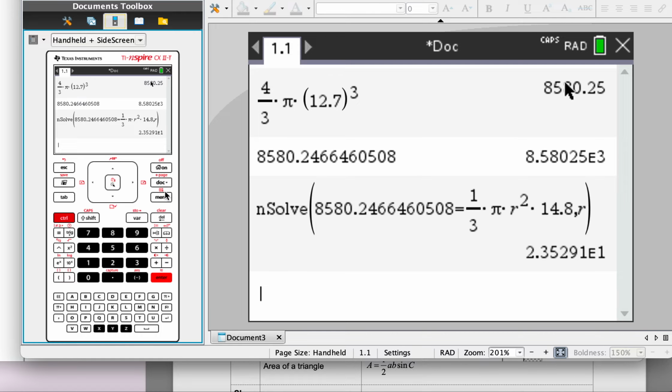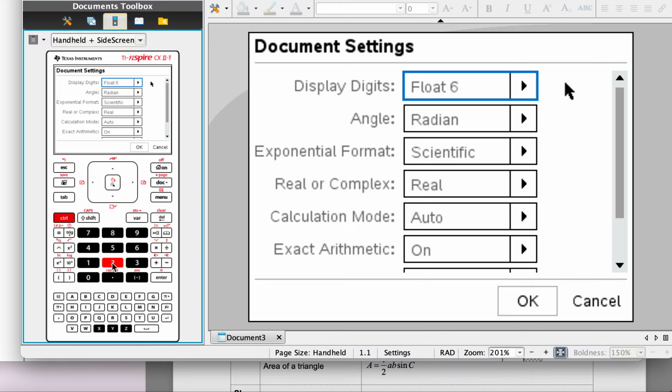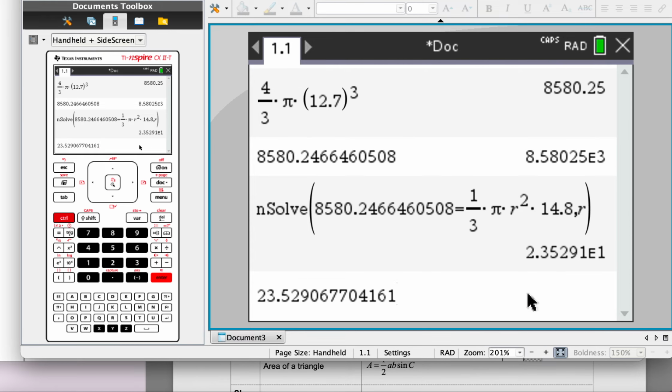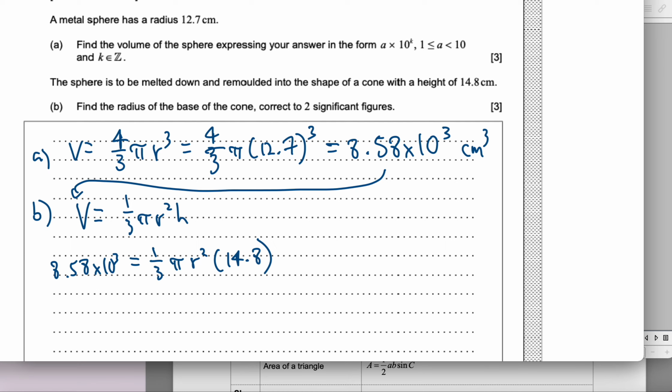Now we want to get out of scientific notation, so let's go back 7, 2, okay, and let's just click that again. So there it is. Okay, so that's the answer. Now this is a good example, and it's set to 2 significant figures, so that's about 24 centimeters. Okay, so let's just write r is equal to 24 centimeters.